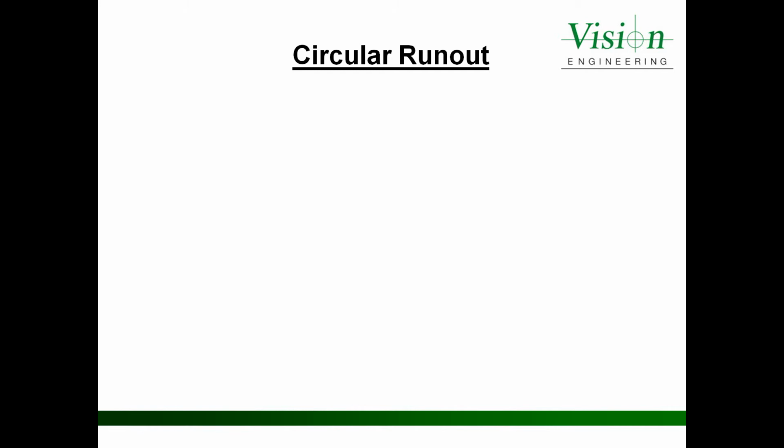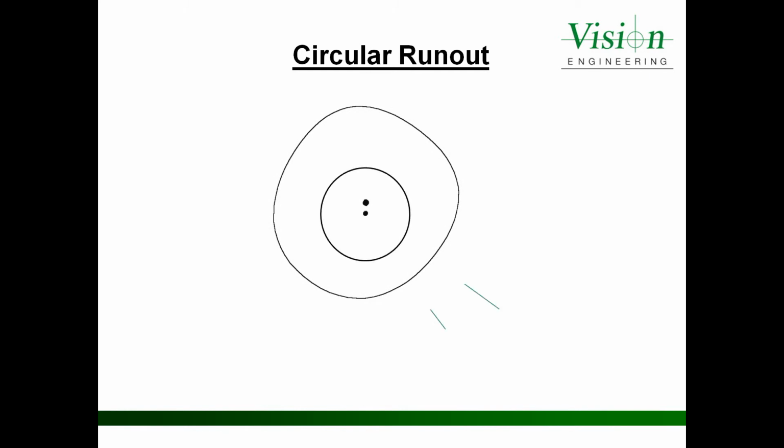Circular runout is a combination of roundness and concentricity. We shall take our part and we shall rotate our part about the datum A's axis as we have done before. And while we're rotating the part, we'll record the total indicator reading, which will be our circular runout.